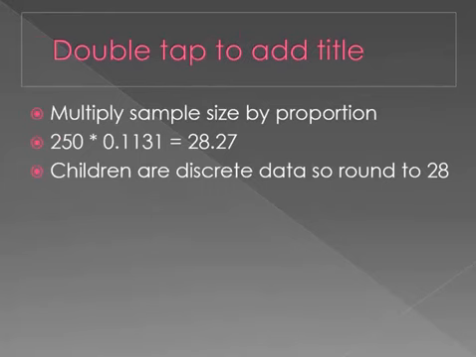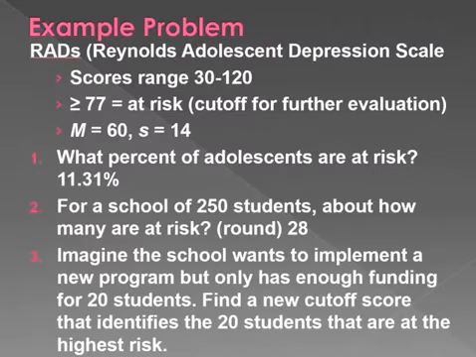Okay. Remember, what we're going to do is multiply our sample size by our proportion. Well, our proportion of students at risk should be 0.1131. We already figured that out in the previous step. And we can multiply that by our sample size. We have 250 kids in our school, and we get an answer of 28.27. But again, we're dealing with discrete data here. Children are discrete data, not continuous data. So it makes sense to round that value to 28. 28 students out of our 250 should be at risk.